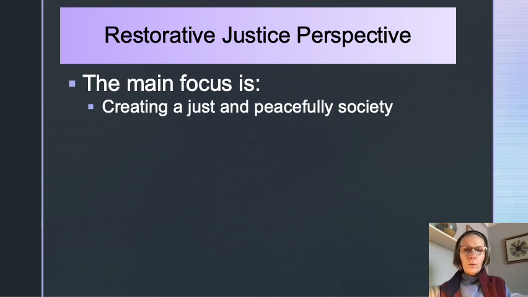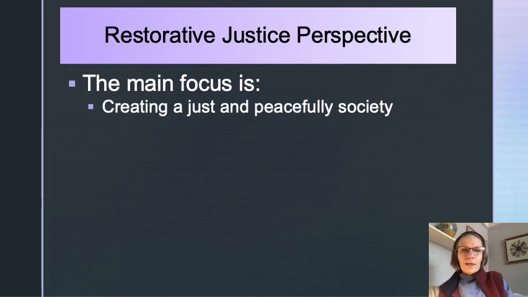You want to do the work necessary to make sure that society is repaired or restored after a crime, and also that the victim is repaired and restored after the crime as much as possible, and that the offender understands the harm that they perpetrated, that they caused on society.